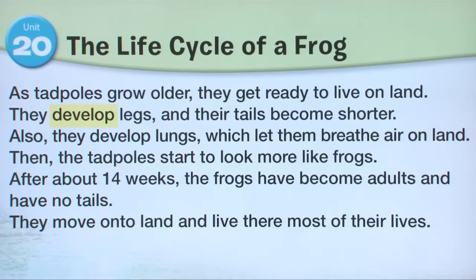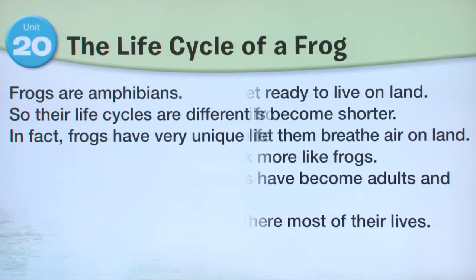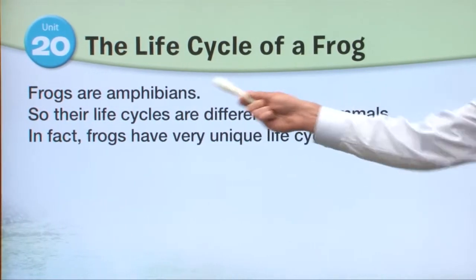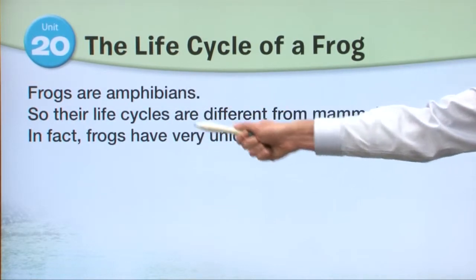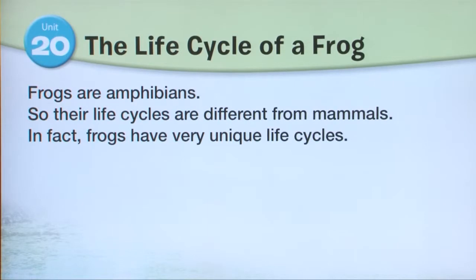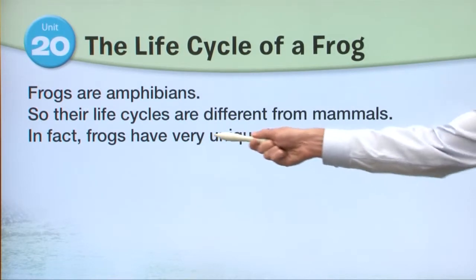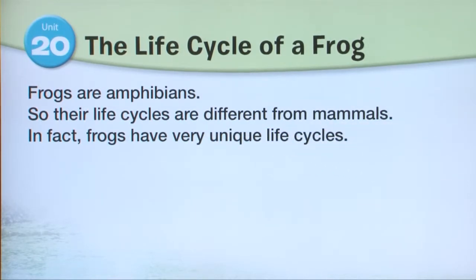All right, everyone. Great job reading the passage. Now, let's take a closer look at it, shall we? Okay, so up first, frogs are amphibians. They are one kind of amphibian. And because frogs are amphibians, their life cycles, how they are born, how they get older, how they age, all of that is different from mammals. In fact, in truth, frogs are very unique. They have very unique life cycles. Very different and special life cycles, very different, right, from the mammals.